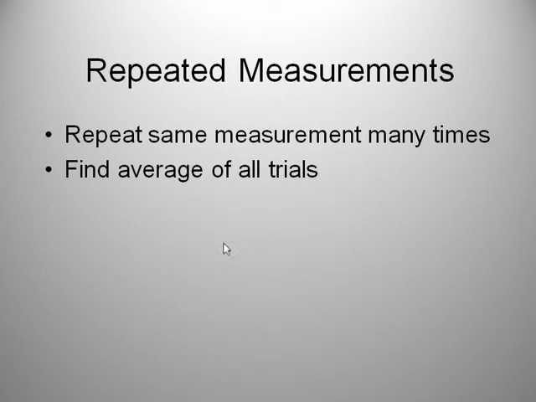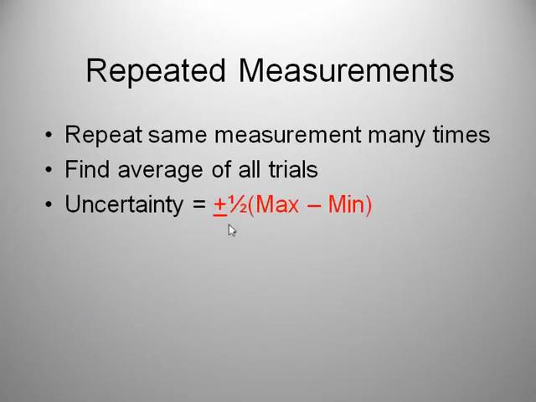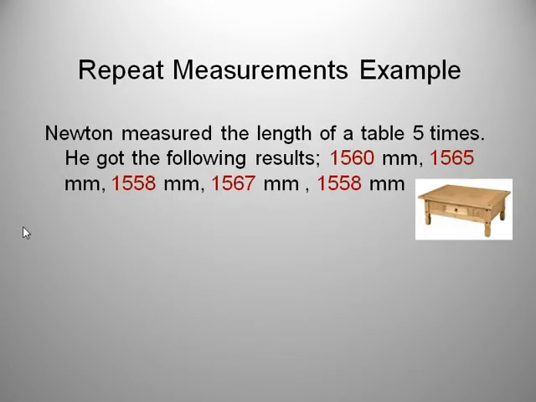What we're going to do is find the average of all your trials. And the uncertainty is going to be plus or minus 1/2 the range of your set of values. So you can have a maximum value for those trials, and you'll have a minimum. You take that range, and your uncertainty is plus or minus half of that range. Let's take an example of this.